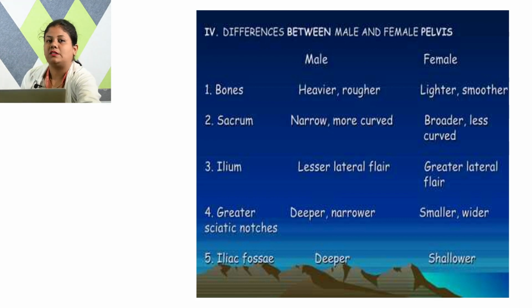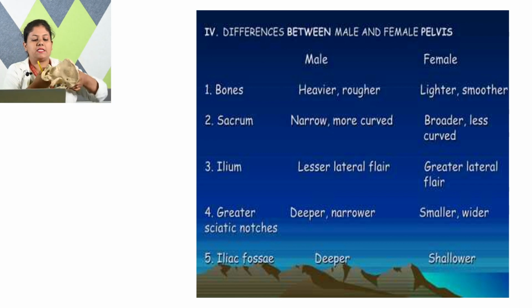We can see over here, this is the model of the pelvis, and this is the female pelvis. Now as we have seen the difference, that is nothing but the bones and the sacrum. So these are the bones of the pelvis, and the male pelvis consists of heavier and rougher bones comparatively to the females. So males have heavier and rougher bones, and females have a bit lighter and smoother.